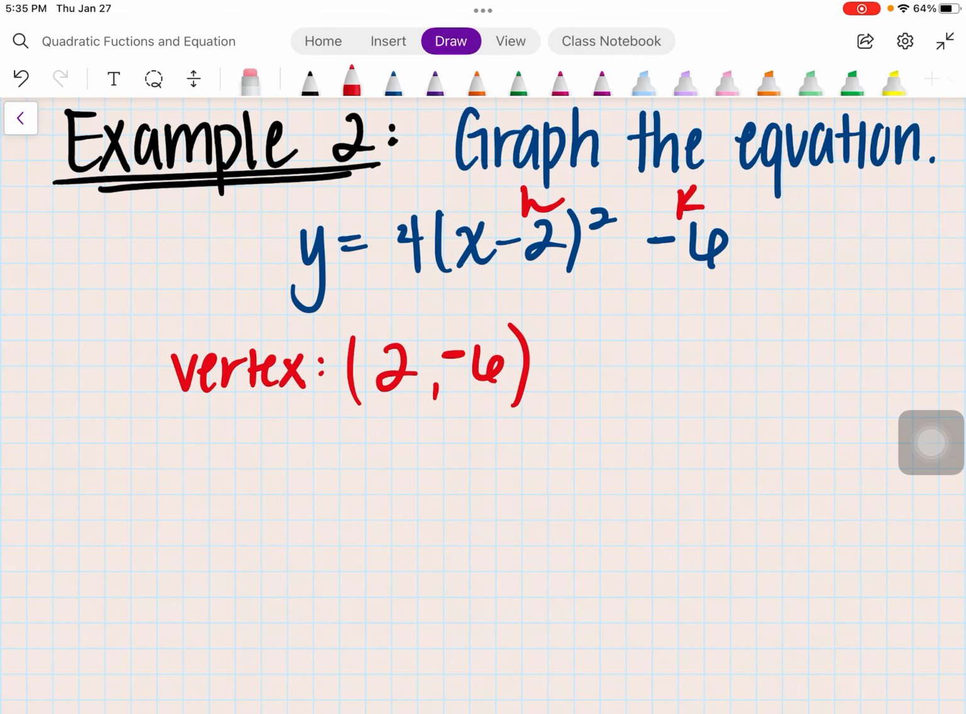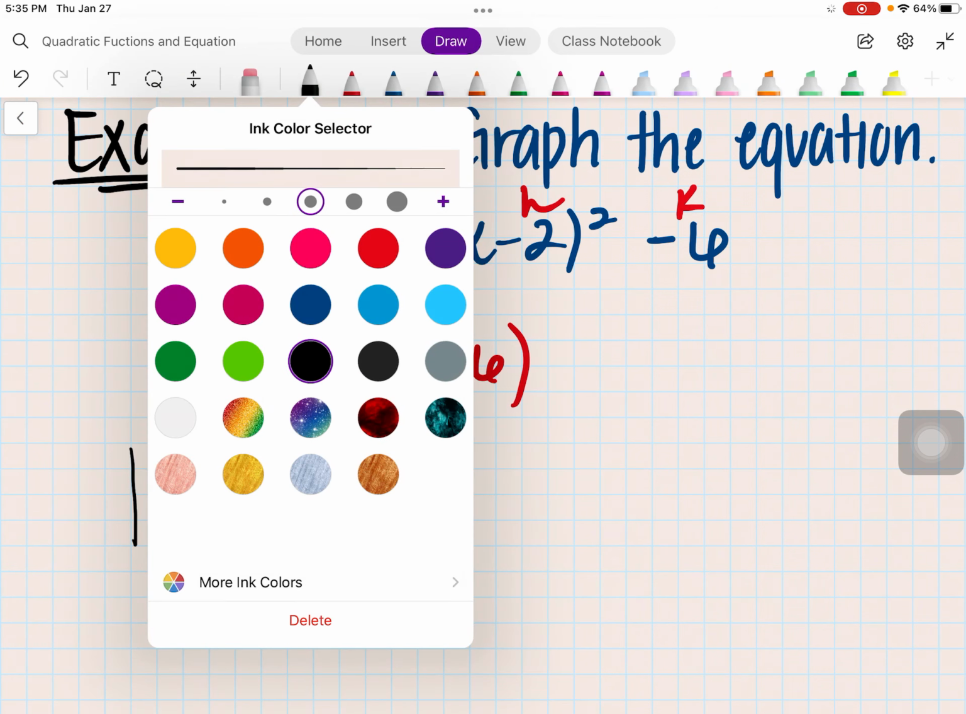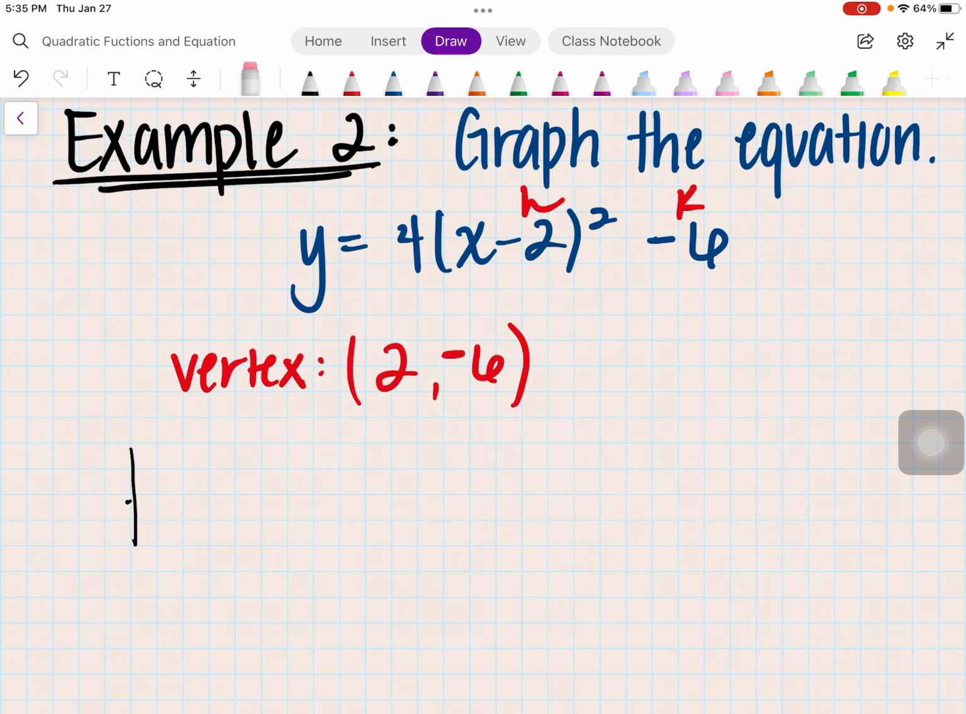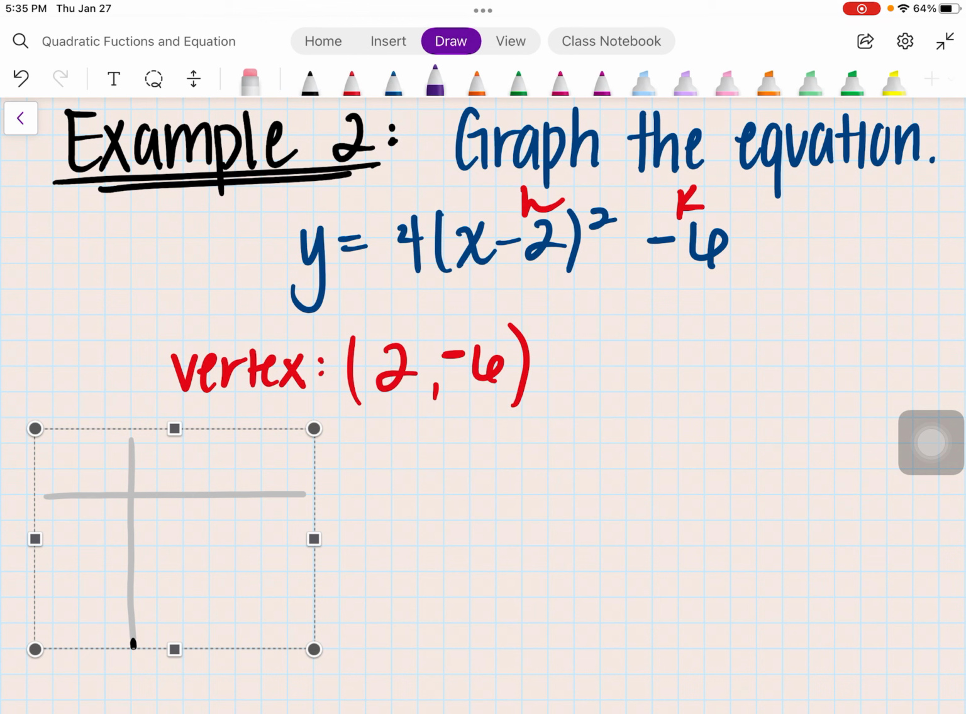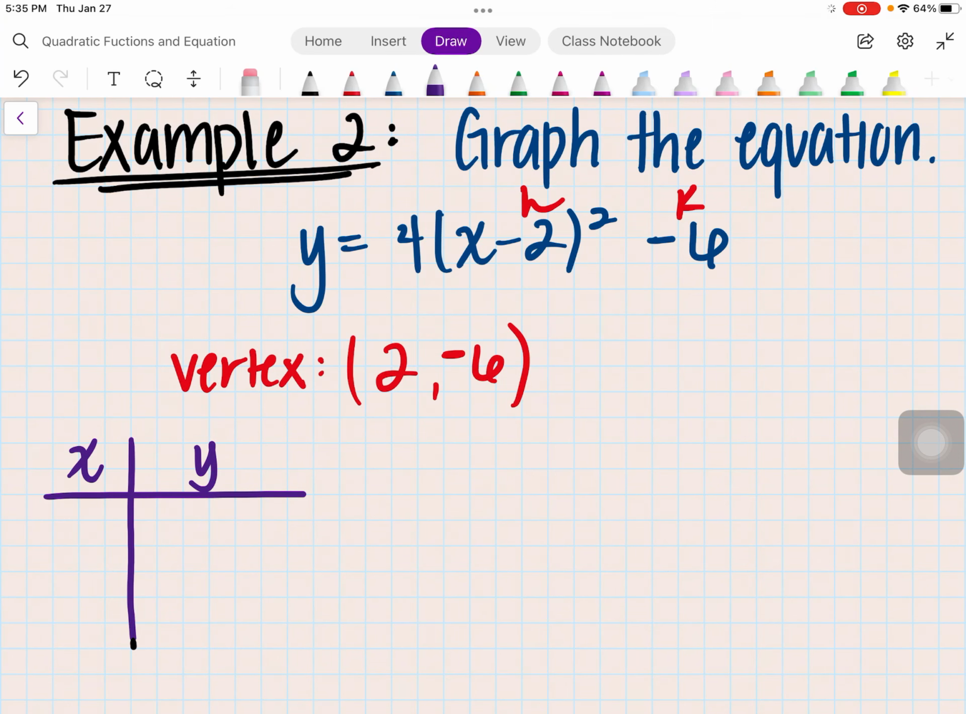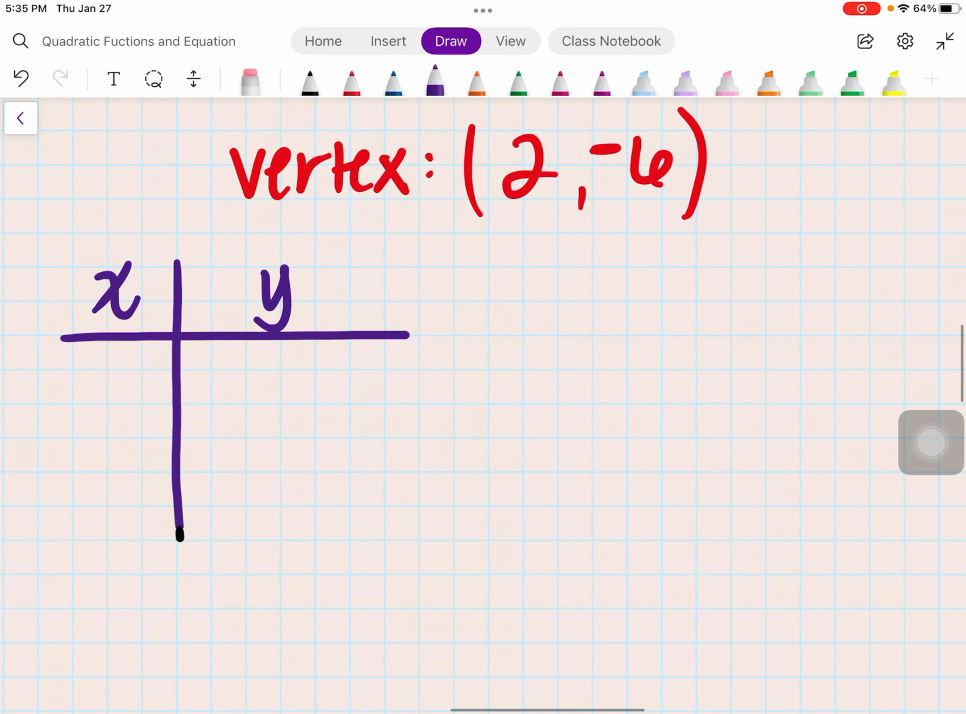Now, in order for us to graph, we do have to find another point. And in this case, guys, I am just saying one more point because if I have another third point, I actually already know what the answer is for that one. In this case, guys, I'm going to go ahead and create a table here. We have x and y. In the middle of our table here, I'm going to go ahead and write my vertex.